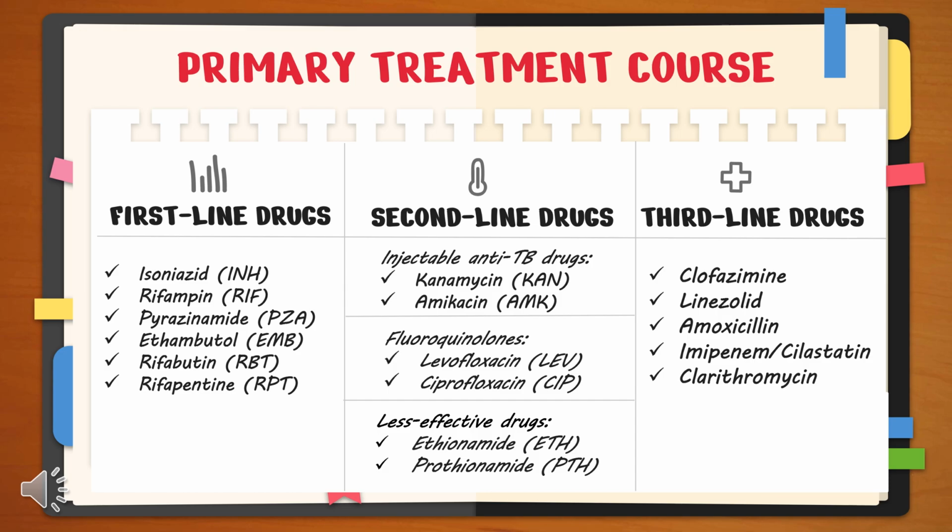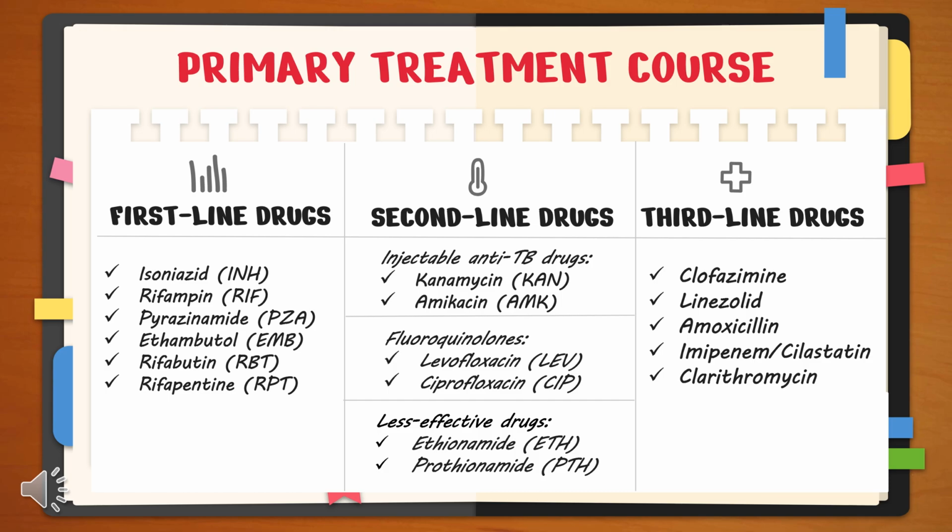TB medications are categorized as first-line drugs, second-line drugs, and third-line drugs. The 4 main drugs forming the initial or first-line treatment regimen for TB are isoniazid, rifampicin, ethambutol, and pyrazinamide. Rifabutin and rifapentine are also used as first-line anti-tuberculosis, or anti-TB, drugs. TB can be treated effectively by using these first-line drugs.